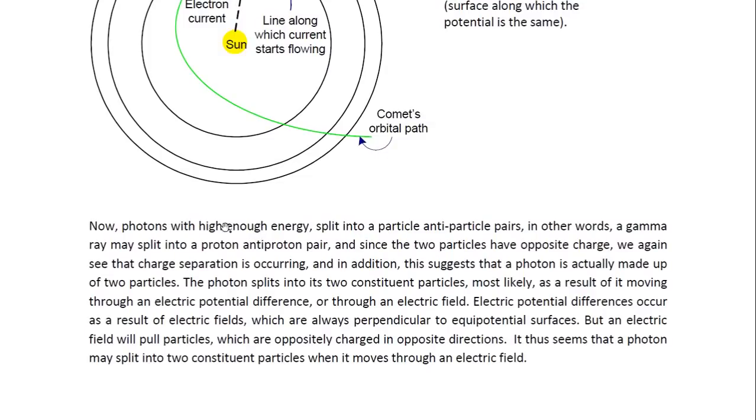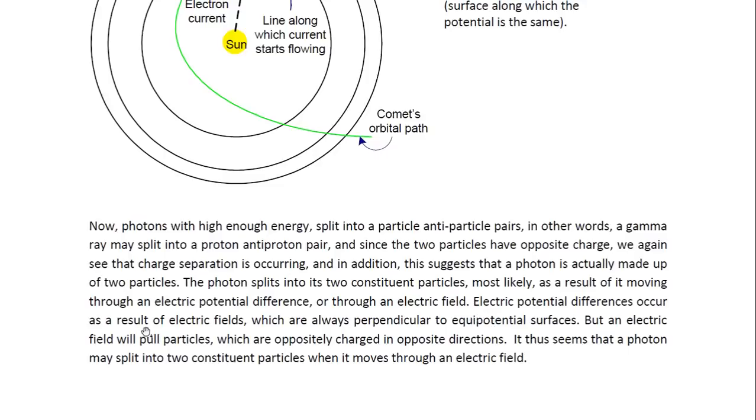Now, photons with high enough energy split into a particle-antiparticle pair. In other words, a gamma ray may split into a proton-antiproton pair. And since the two particles have opposite charge, we again see that charge separation is occurring. And in addition, this suggests that a photon is actually made up of two particles. The photon splits into its two constituent particles, most likely as a result of it moving through an electric potential difference or through an electric field.